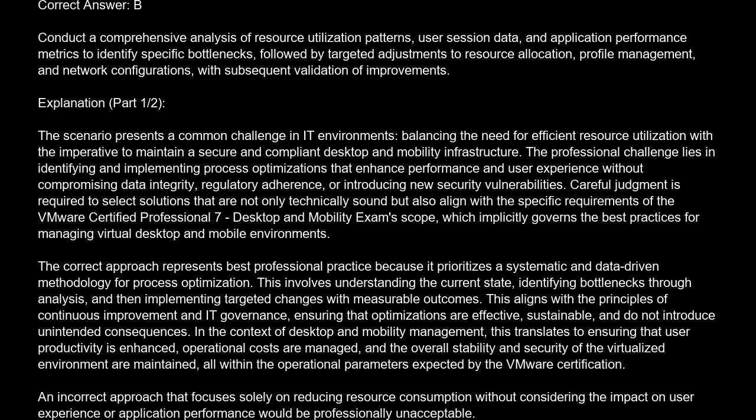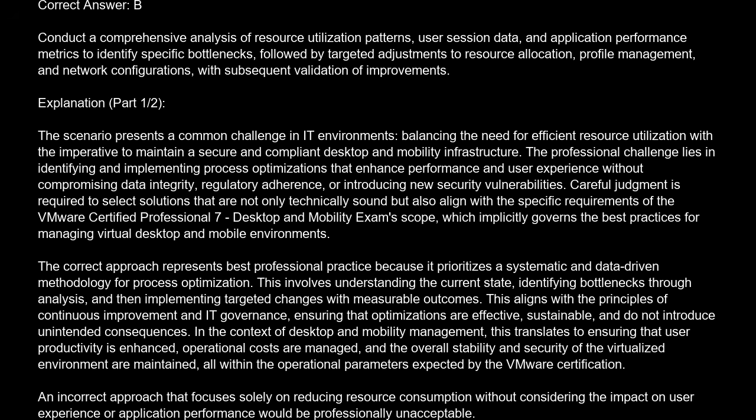The correct answer is B. Conduct a comprehensive analysis of resource utilization patterns, user session data, and application performance metrics to identify specific bottlenecks, followed by targeted adjustments to resource allocation, profile management, and network configurations, with subsequent validation of improvements.